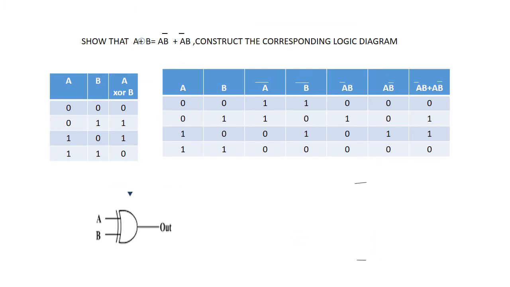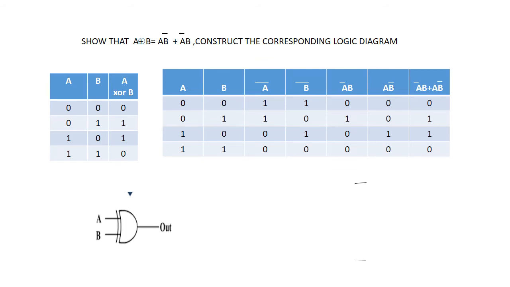Show that A XOR B is equal to A B bar plus A bar B, and construct the corresponding logic diagram. So if this is the case, first you have to find out the LHS and then you have to find out the RHS and state that LHS is equal to RHS.